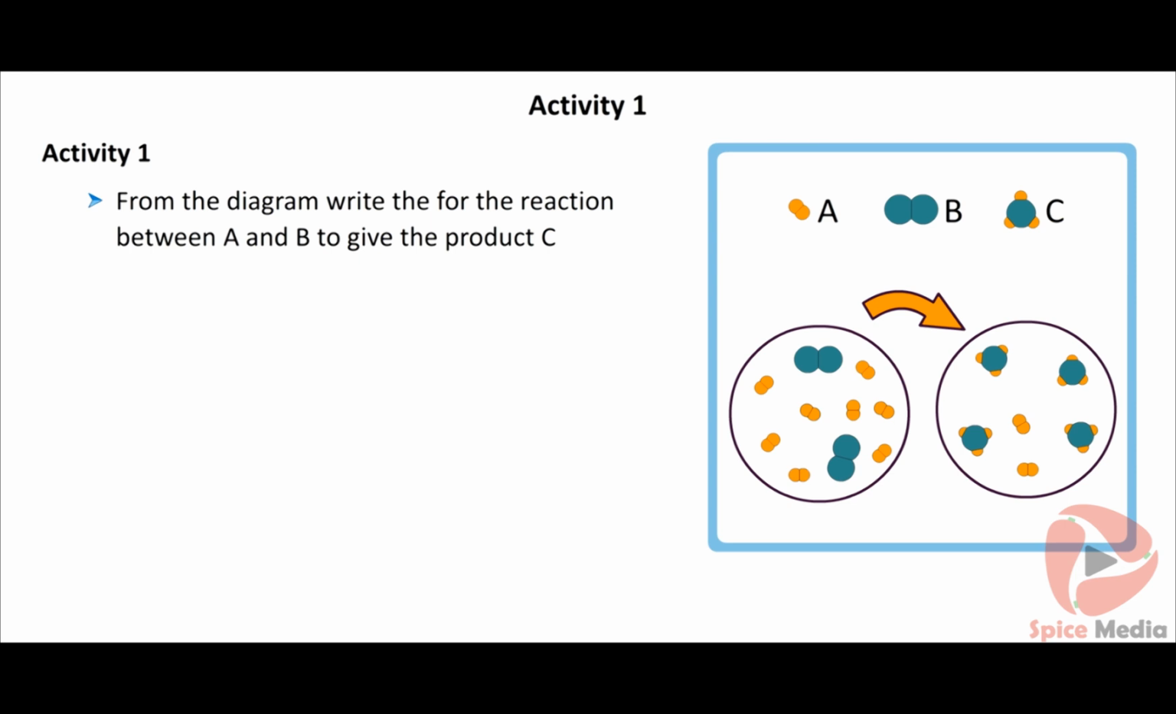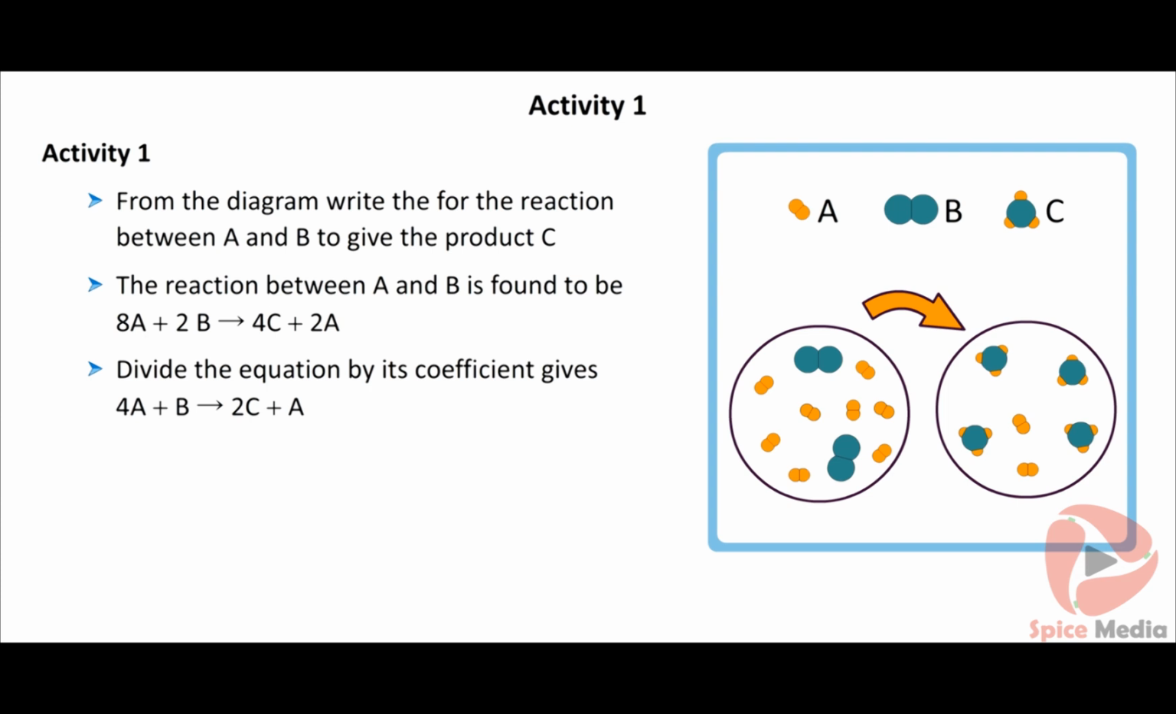Activity 1. From the diagram, write for the reaction between A and B to give the product C. There are 8 A's and 2 B's reacting to form 4 C's with 2 A's unreacted. Therefore, the reaction between A and B is found to be 8A plus 2B gives 4C plus 2A. Divide the equation by its coefficient gives 4A plus B gives 2C plus A.